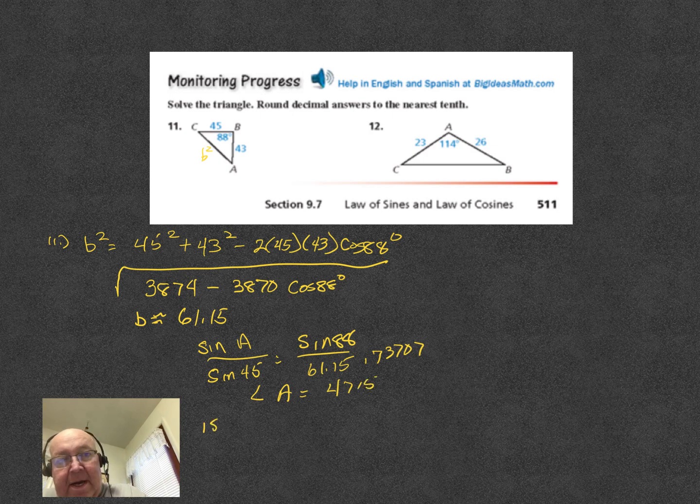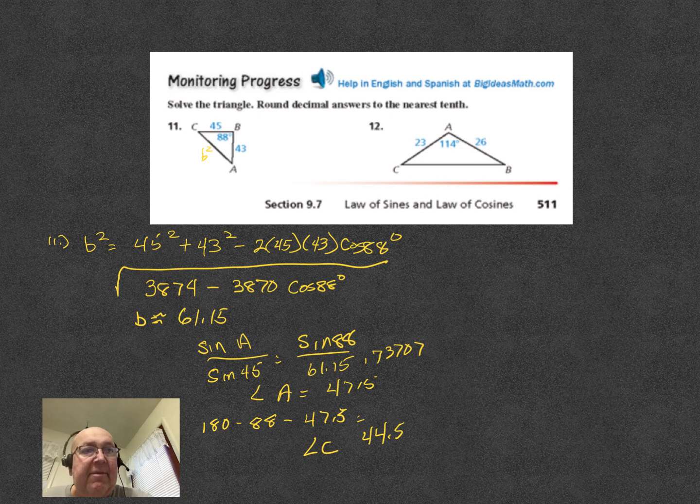Then we can go 180 minus 88 minus 47.5, which is going to be equal to 44.5 for angle C.